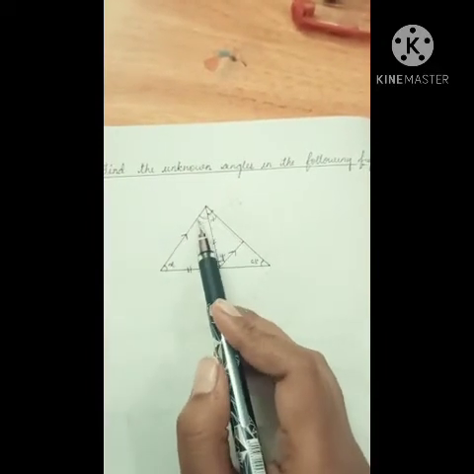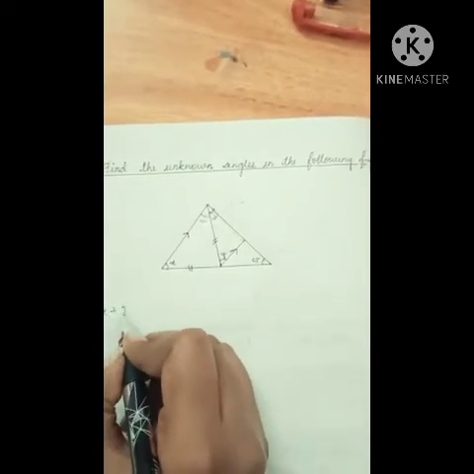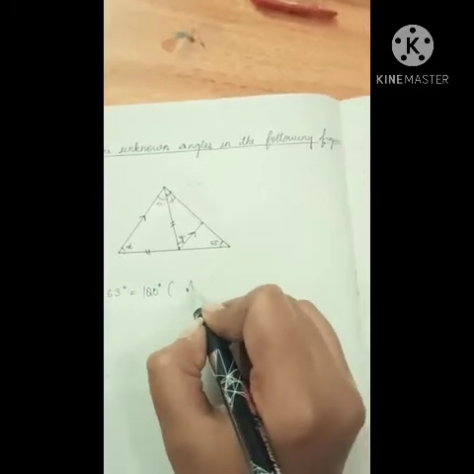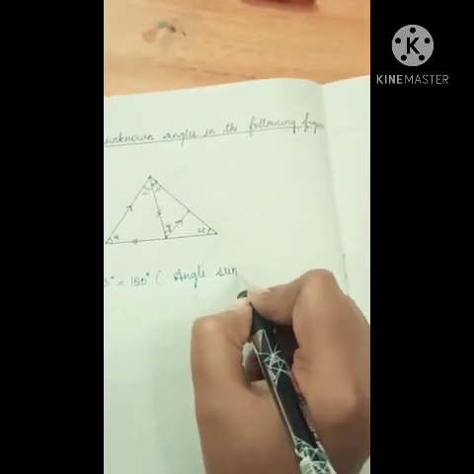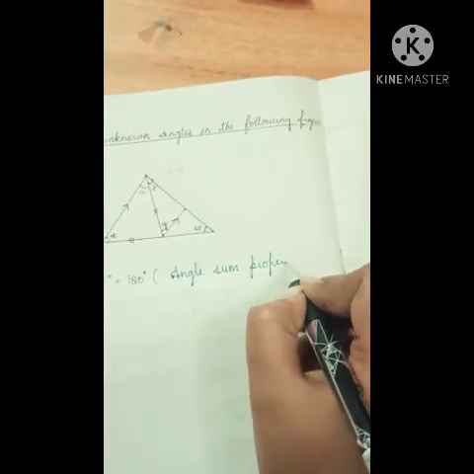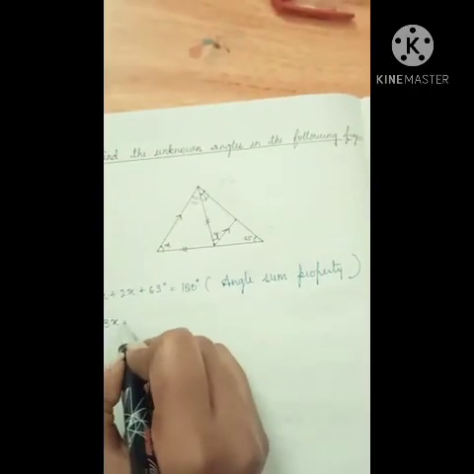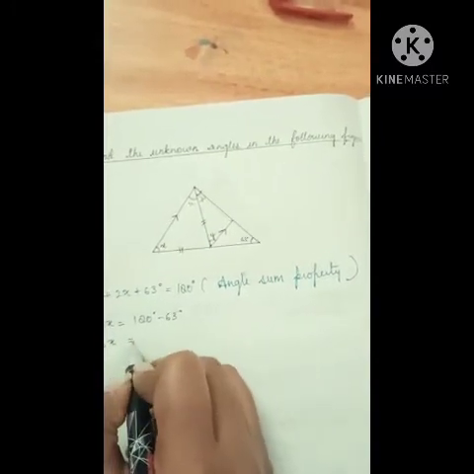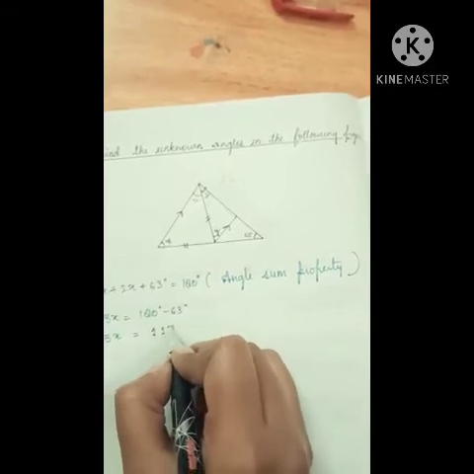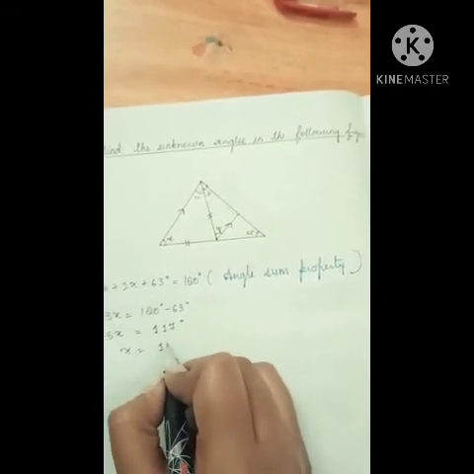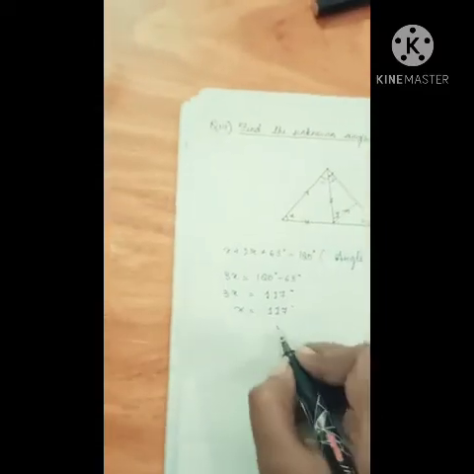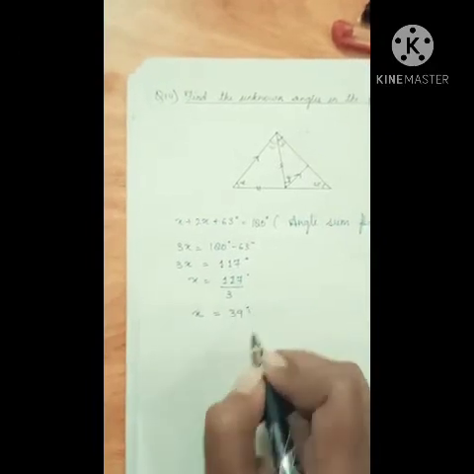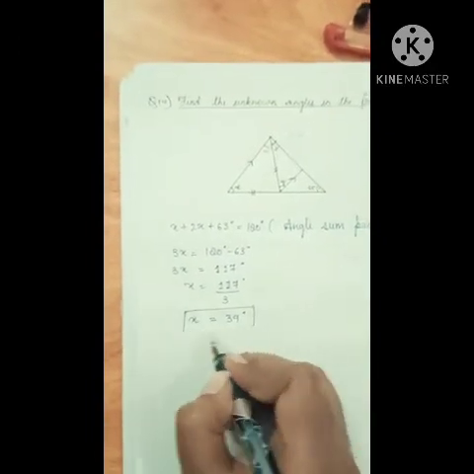x plus 2x plus 63 degree is equal to 180 degree. Angle sum property. So here we get 3x is equal to 180 degree minus 63 degree. That means 3x is equal to 117 degree. x is equal to 117 degree divided by 3. So x is equal to 39 degree. So here we get the value of x.